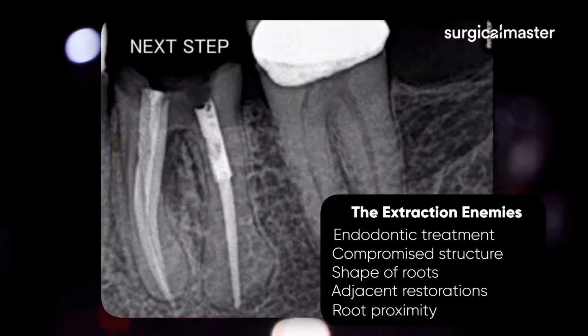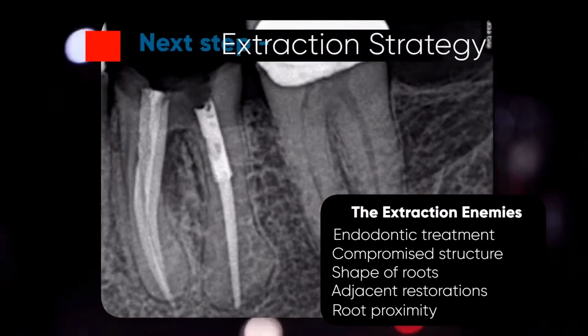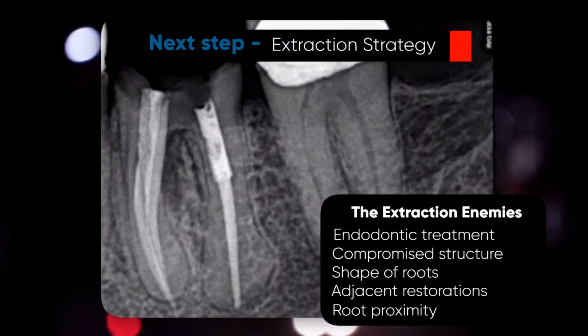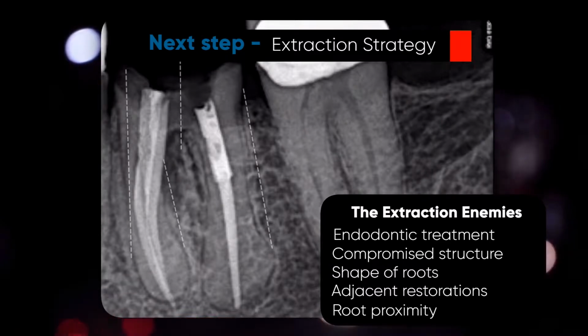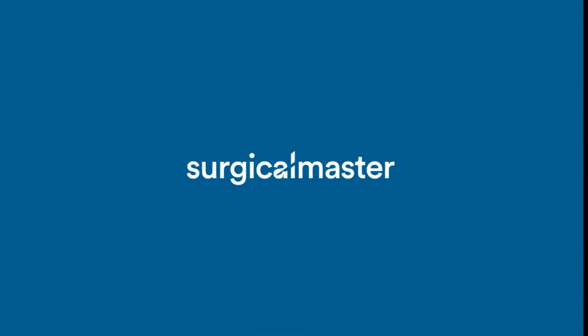So what is the next step? The next step is, based on these challenges, based on the extraction enemies, you can devise an extraction strategy that includes selective tooth splitting and selective bone reduction in strategic locations to allow you to overcome these challenges and extract this tooth successfully.